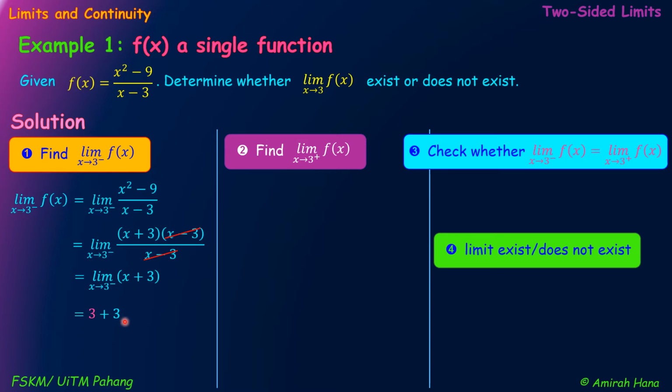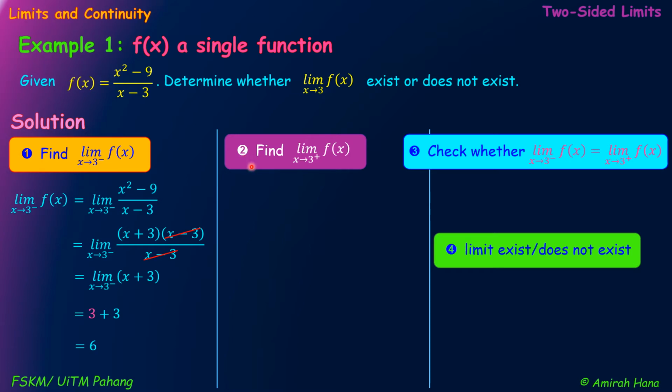We just plug in 3 into x here and then plus 3. Remember, after we use direct substitution, there is no more limit expression. Then we solve 3 plus 3 equals 6. So limit x approaches 3 from the left f(x) equals 6.